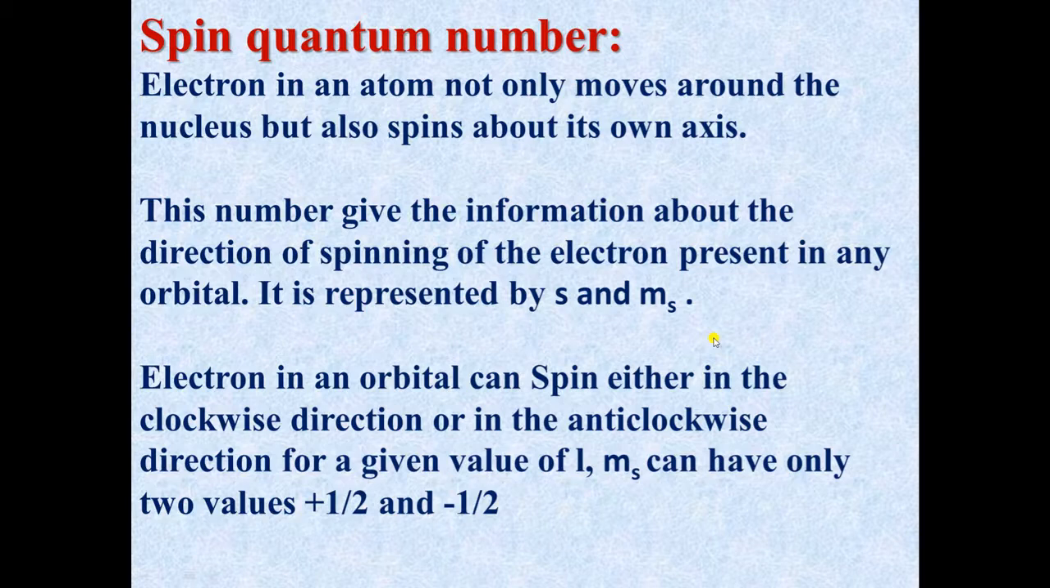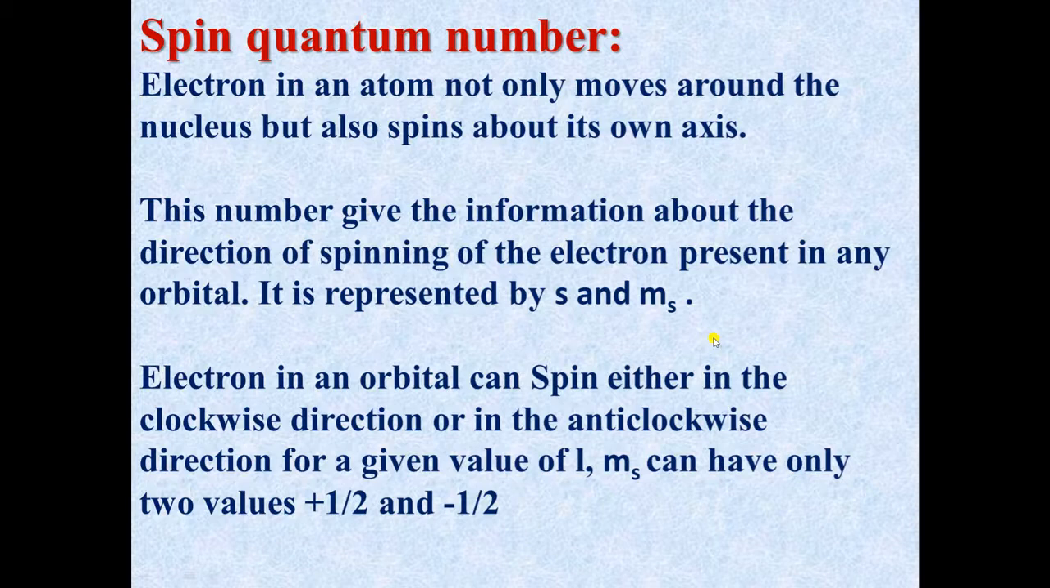Like Earth revolves around Sun. Okay. So it is known as orbital motion. In the same way, electron revolves around nucleus. So this motion is known as orbital motion. Now Earth spins about its own axis. Okay, that is known as spin motion. In the same way, electron also spins about its own axis, that is spin motion.